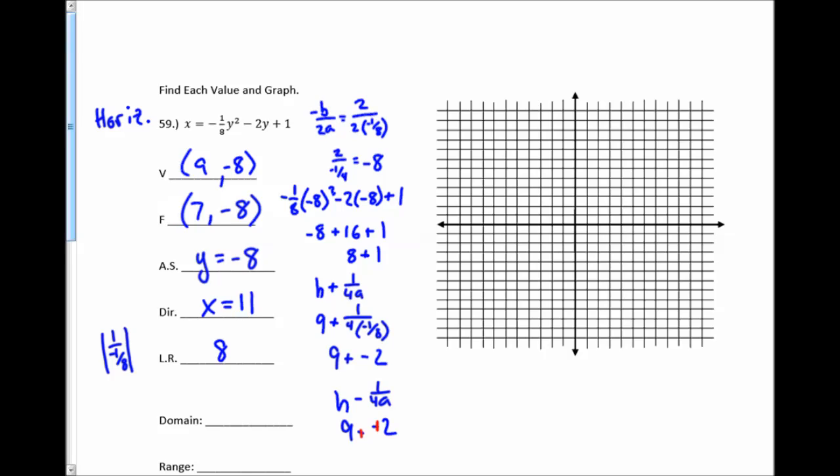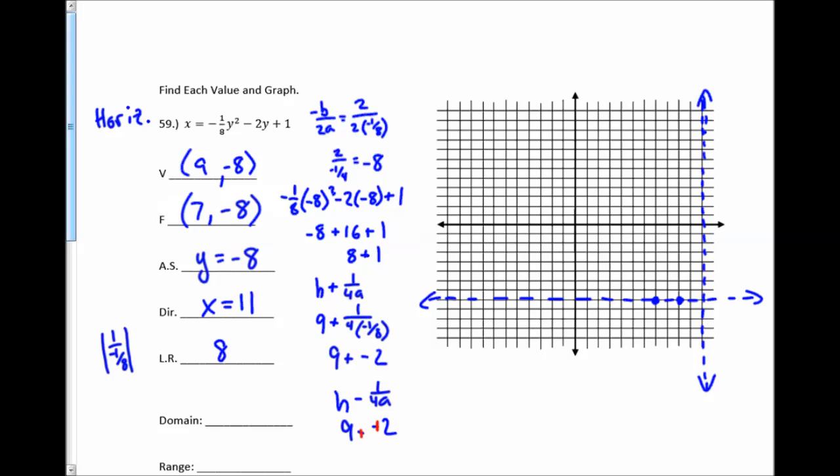So for this one, I plot these ordered pairs. So I've got 9, negative 8, which is right here. Found it. 7, negative 8, which is right here. That's my focus. X equals 11. It's right here. That's my directrix. It's a dotted line. Y equals negative 8. It kind of skipped that one. Sorry. That's my axis of symmetry.